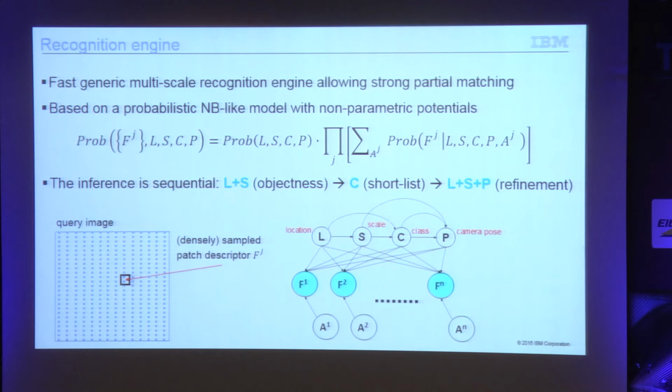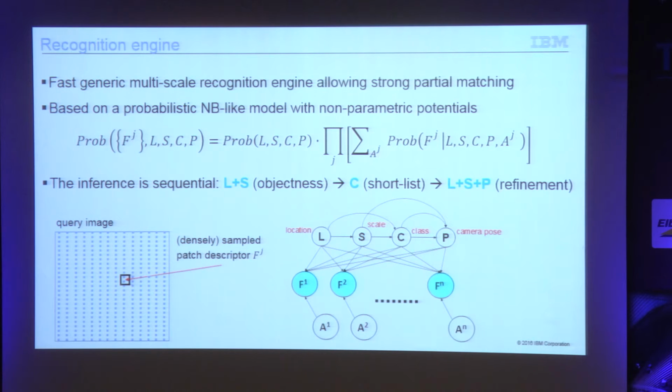Essentially, the main property of this model is strong partial matching, which we'll use when we talk about point clouds. So we add an additional unobserved binary variable aj to each descriptor variable fj, which can independently at random disconnect the descriptor from the model and generate it from some background distribution we automatically estimate for the image.